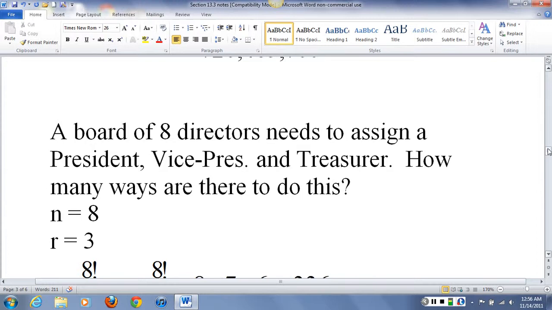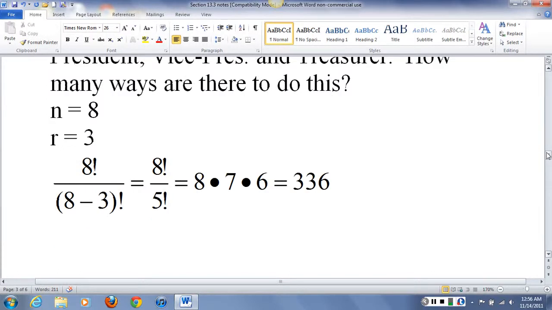How many possibilities do we have? It's going to be 8 directors that we're choosing from. How many are we taking at a time? We're taking 3, 1 for each position. N is 8, R is 3. Plug it into my formula, and it gives me 336.